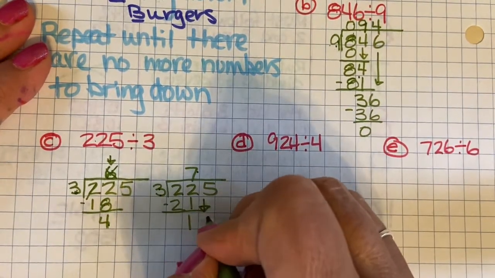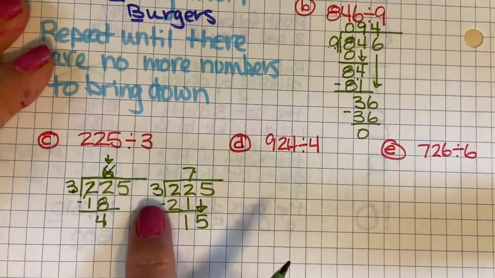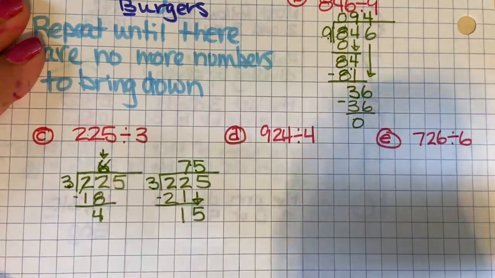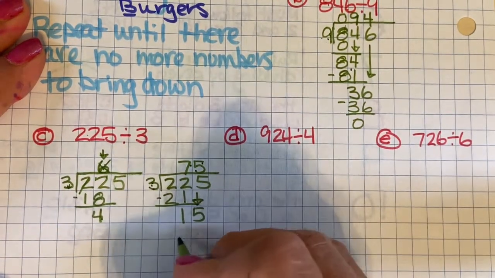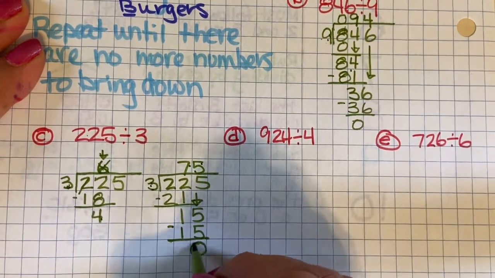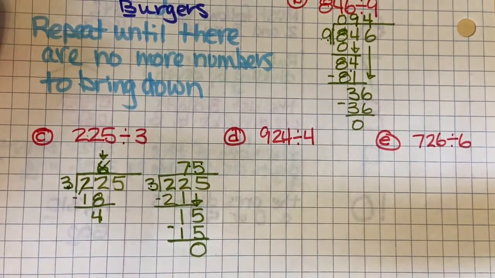Bring down my next number. Remember, you're always over the number you bring down. How many 3s fit into 15? Well, it fits in 5 times evenly, so that's my divide step. My multiply is 5 times 3 is 15. My subtract, I get 0, and I'm done when I have a 0 remainder. So my answer is 75.